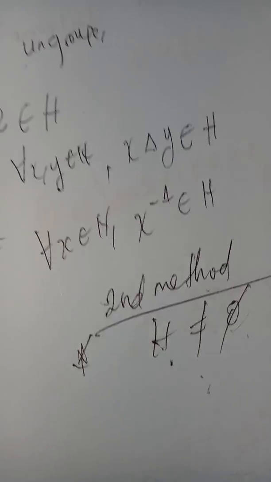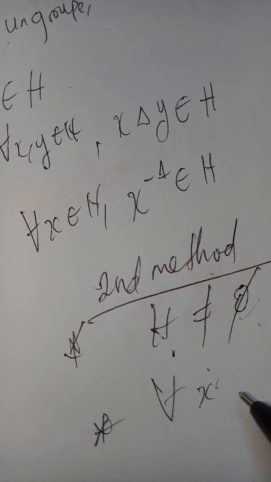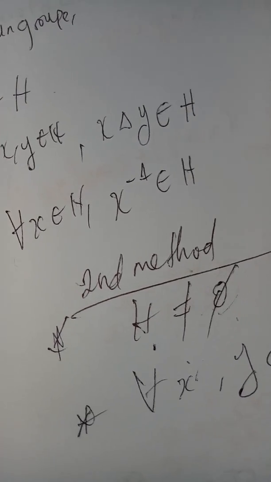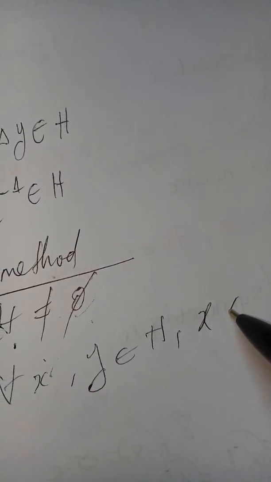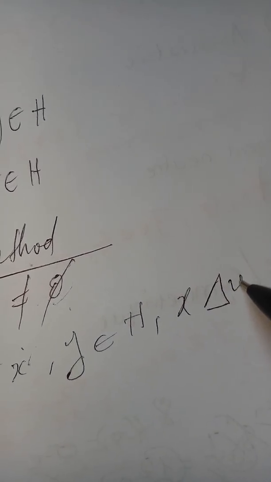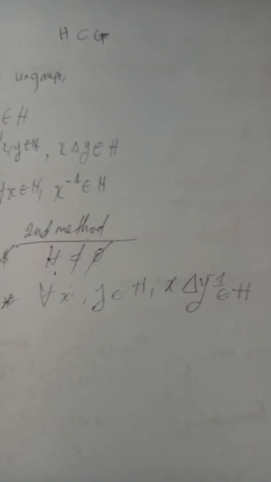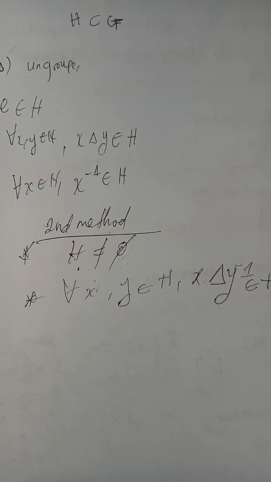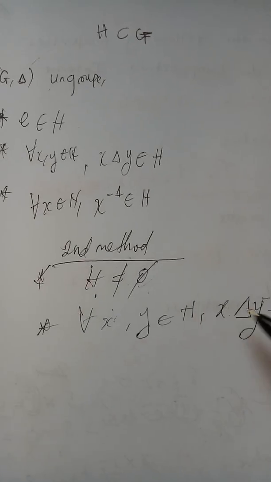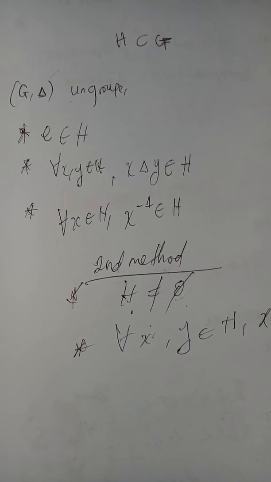Then the second thing to prove is that for every x, y in H, x loi the symmetric of y is also in H. So if I can prove these two, then I can say it's a sous-groupe. Or if you can't go with these two, you can pick the three and then say it's a sous-groupe.